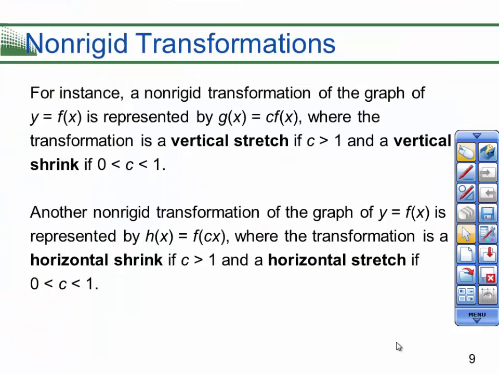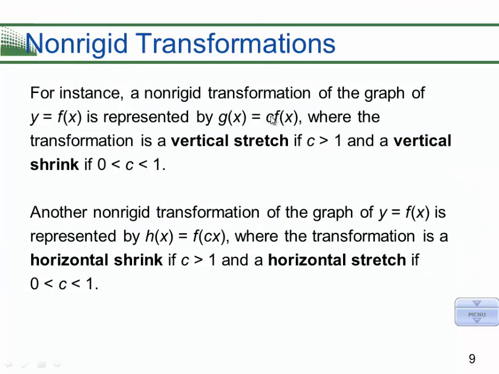Next is vertical stretches, shrinks, and horizontal stretches and shrinks. This is what the book has to say. Basically, if you multiply y by a number, a number outside the function, and that number is bigger than 1, it's a stretch. If that number is between 0 and 1, it's a shrink. And then the same thing for x. If you multiply x by a number and that number is greater than 1, it's a shrink. So it's the opposite. And if that number is between 0 and 1, it's a stretch.